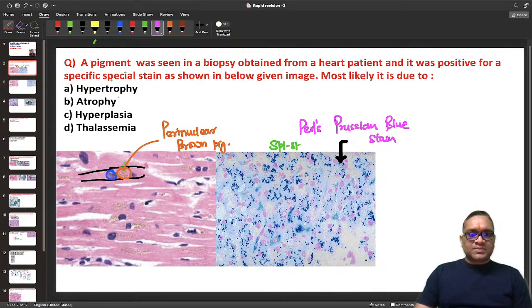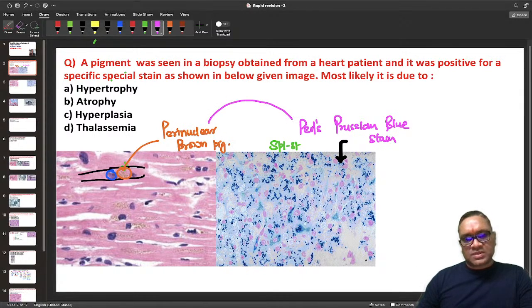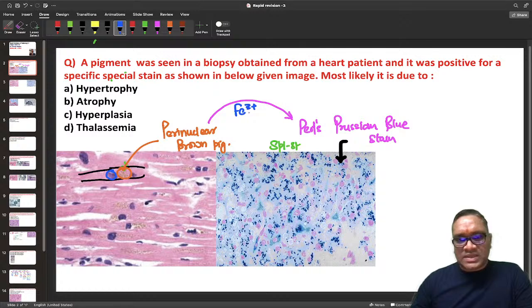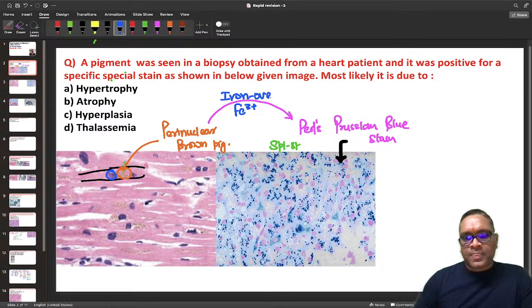It was positive for a specific special stain. Now you can see that perinuclear brown pigment, which is positive for the Pearl's Prussian blue. So what is our inference? This will be the iron accumulation, right? So we can say that this is the case of iron overload.